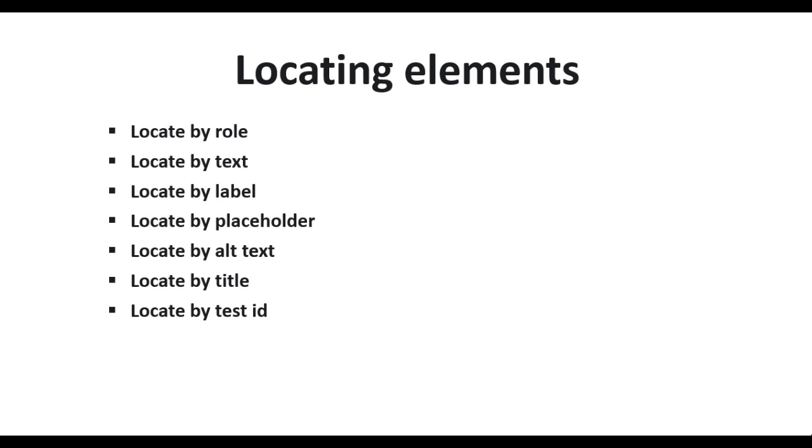Like here, you can see we can identify the locators by using the role, text, by label, by placeholder, by alt text, title, and test ID. So today I am going to discuss these methods, like how we get the locator by using these attributes of the element. In the next tutorial, we will discuss how we identify the locators by using XPath as well as the CSS selector.